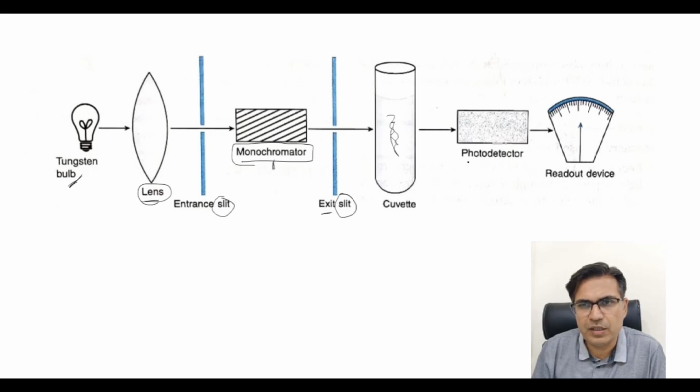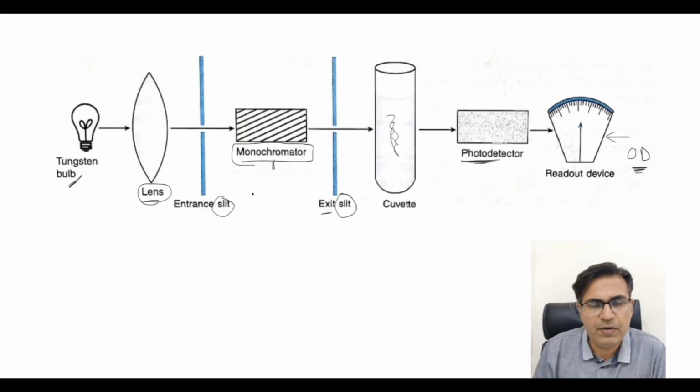After passing through the colored solution, the light falls on this photodetector. The photodetector is made up of selenium, either gold or silver. This photodetector will generate an electric signal, and this readout device will give one reading that is called optical density. The short form is OD.